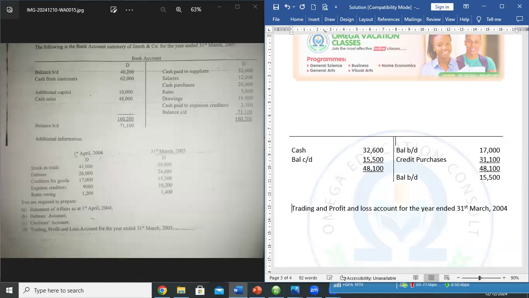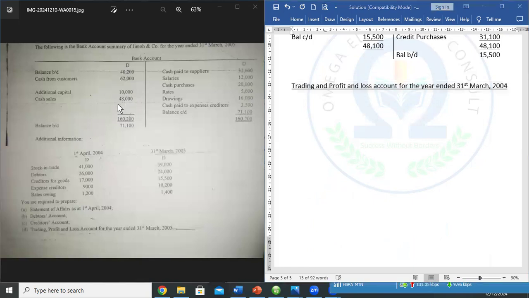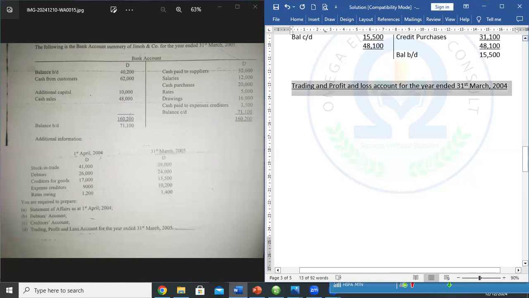Okay, so as you all know, you begin your trading account with your sales. The bone of contention has actually been that the sales is not visible here. What we see here is cash sales of 48,000, but we also need total sales. Hence, if we have our cash sales here, we should be bothered about where the credit sales is. That is why it becomes necessary for us to prepare our debtors account and know the credit sales, which we have done successfully.